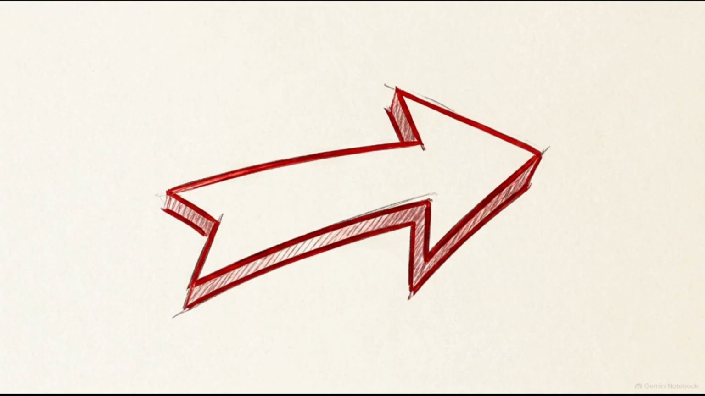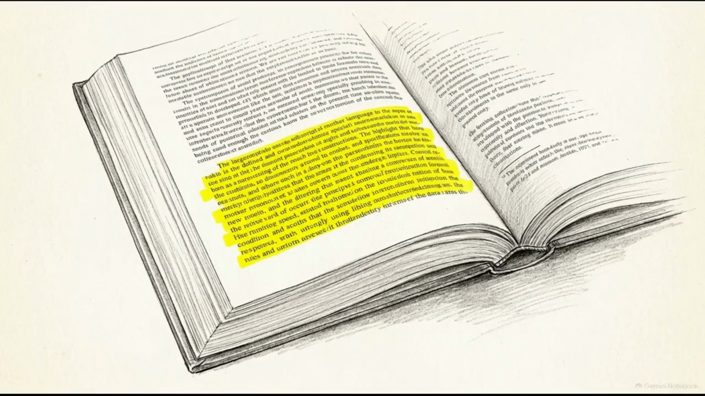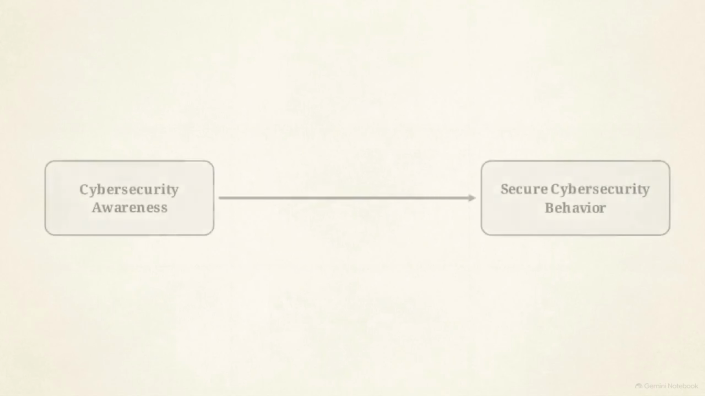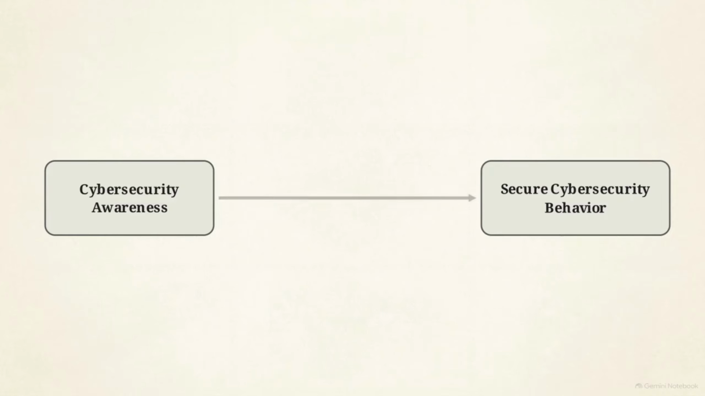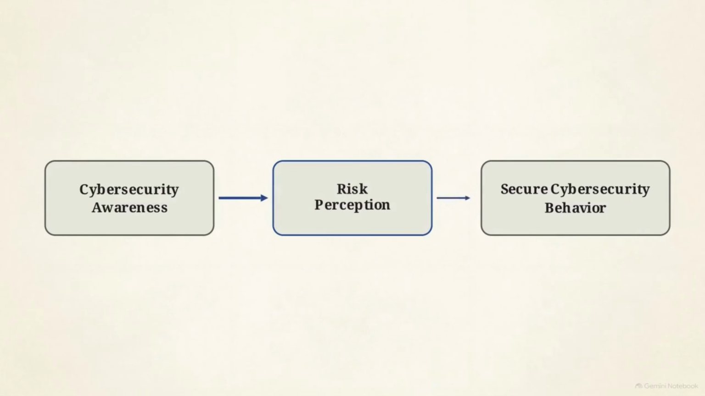Every single arrow drawn in this diagram represents an academic research claim that you must investigate using your methodology. A valid framework emerges directly from literature evidence. Adhering to the matrix prevents you from inventing random concepts simply because they look interesting on paper. Sometimes a relationship is indirect. We introduce a mediator. Risk perception acts as a stepping stone, explaining how cybersecurity awareness influences security behavior.